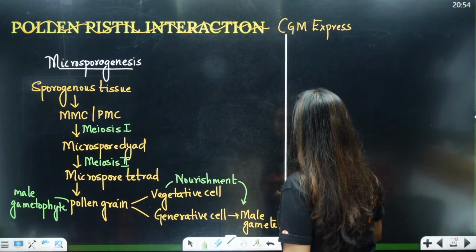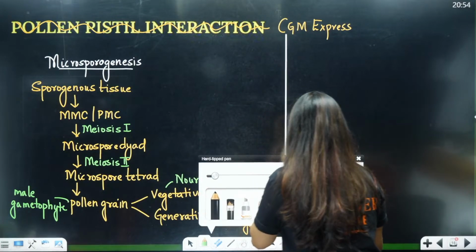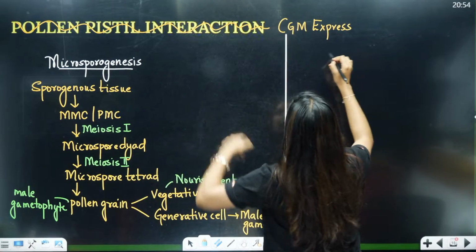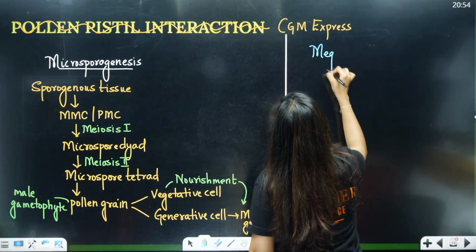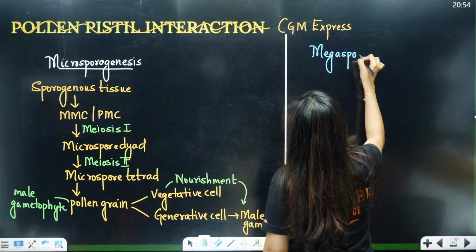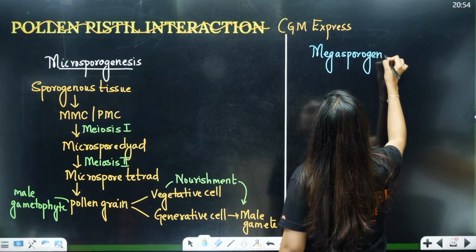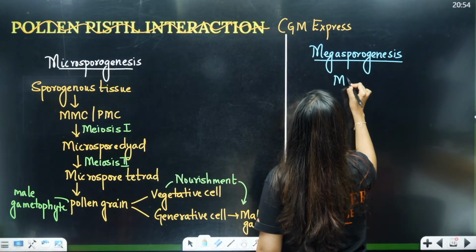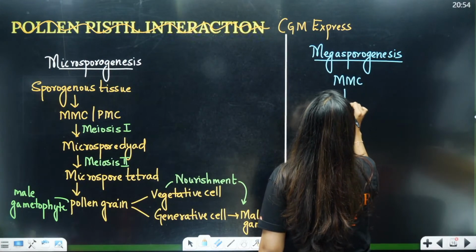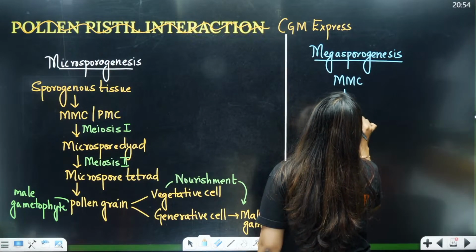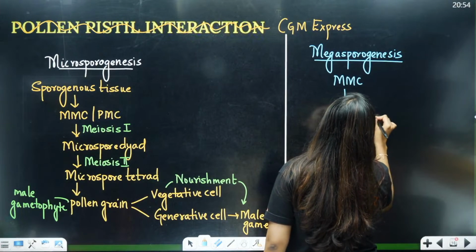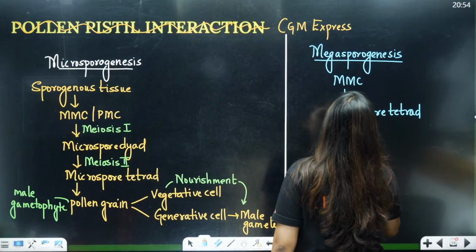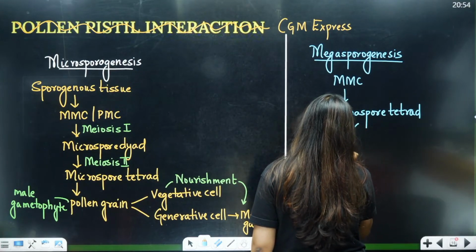This is microsporogenesis, this is going to be megasporogenesis. Okay, so here students, same, what is going to happen here? Megasporogenesis, okay, what is going to happen? Your MMC is there, megaspore mother cell will form your megaspore. I am directly writing here tetrad, okay, megaspore tetrad, out of which one becomes functional.